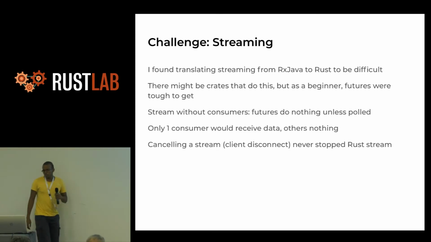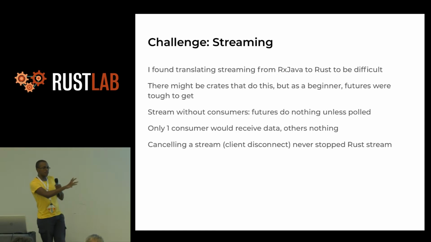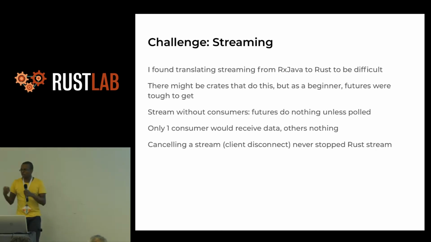Okay, so as mentioned, I found translating that RxJava concept to Rust to be quite difficult. As mentioned, there might be crates that do it. The other thing was streaming without any consumers. I'd start a stream and not have any consumers, and I'd get the typical error: futures do nothing unless polled, or streams do nothing unless polled, because we have to keep on polling from the stream. And then Carl said, okay, I talked about cancelling a stream, etc.